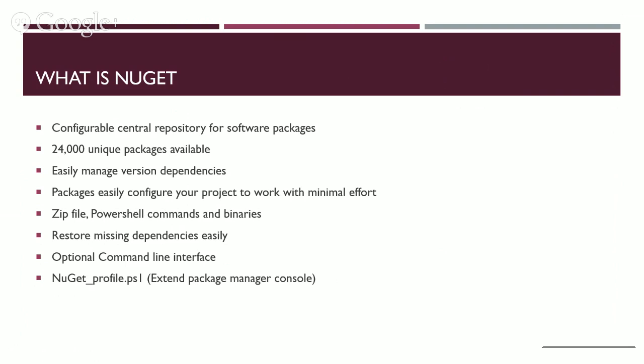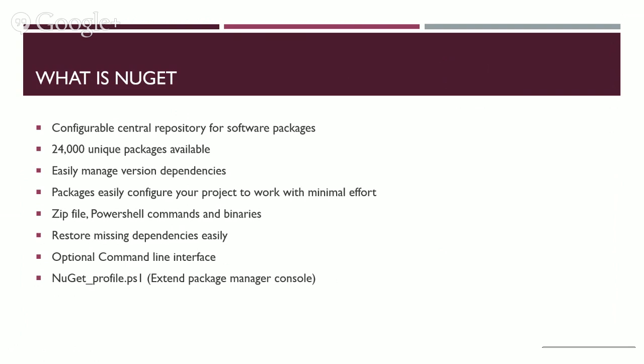So any dependencies that don't get committed to source control, for example, can be restored as part of the build process. If you take that a step further, the build process can restore a DLL or a package and then add it to source control as part of one step in that CI process. So if something gets missed, it can be automatically downloaded and then put into source control for later use. There's also an optional command line interface.